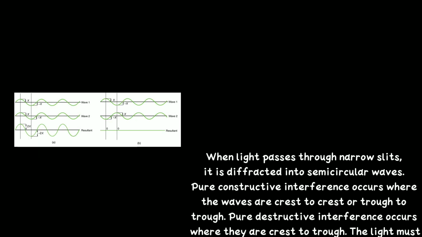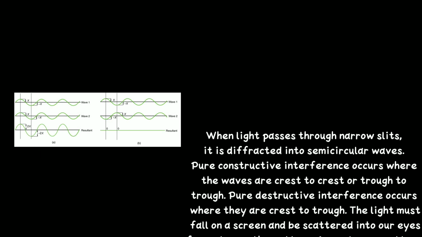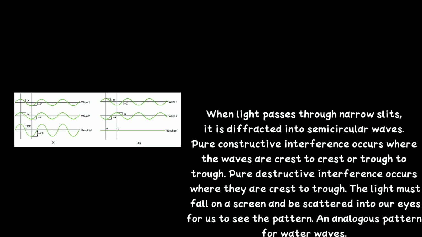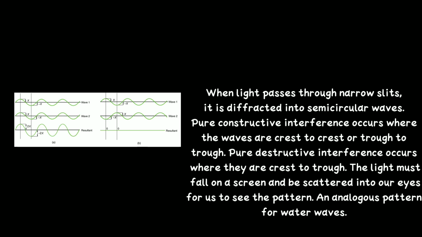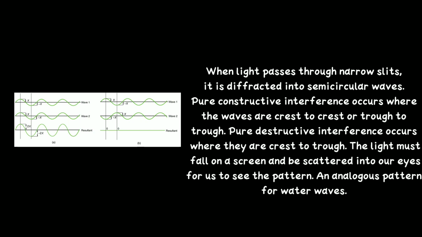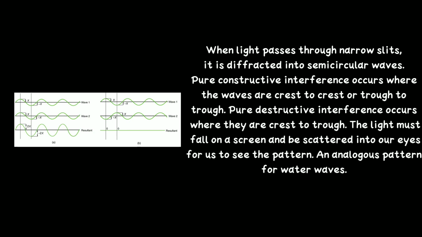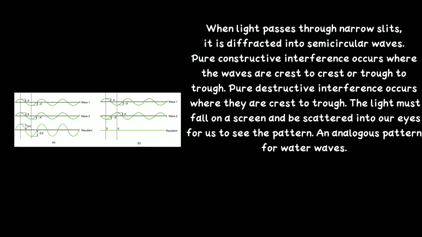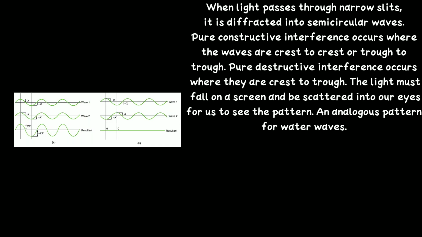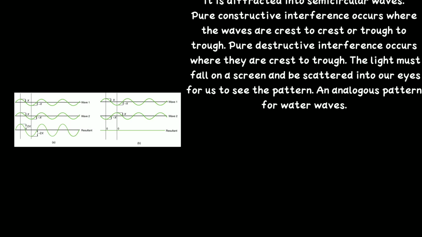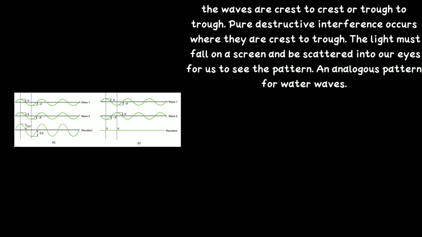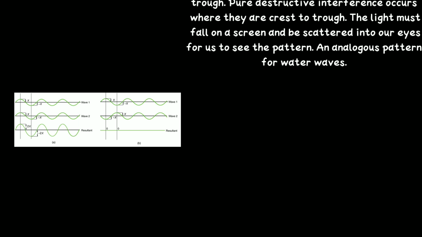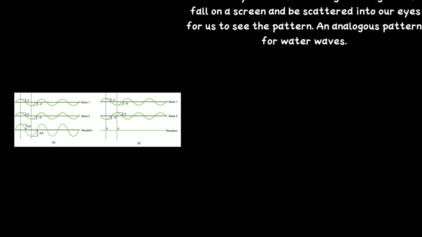In this figure, pure constructive interference occurs where the waves are crest to crest or trough to trough. Pure destructive interference occurs where they are crest to trough. The light must fall on a screen and be scattered into our eyes for us to see the pattern.